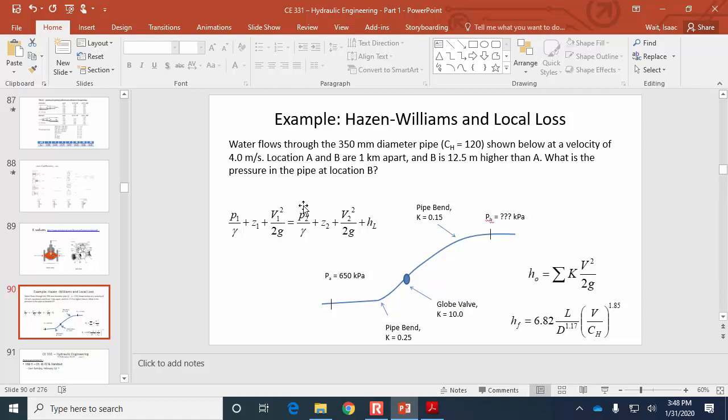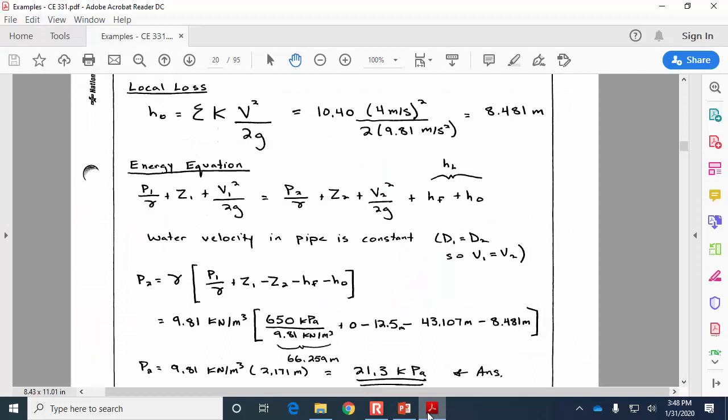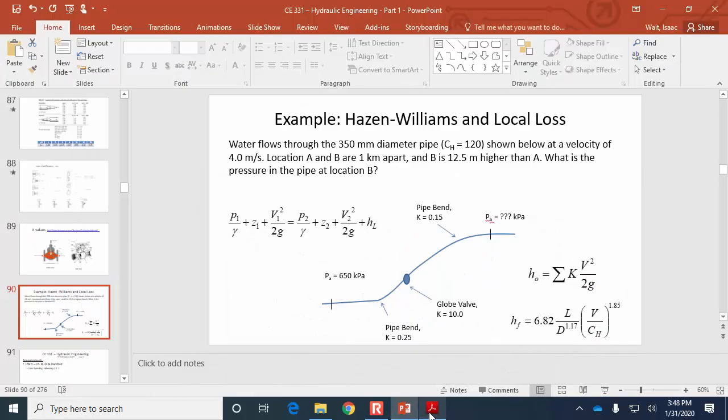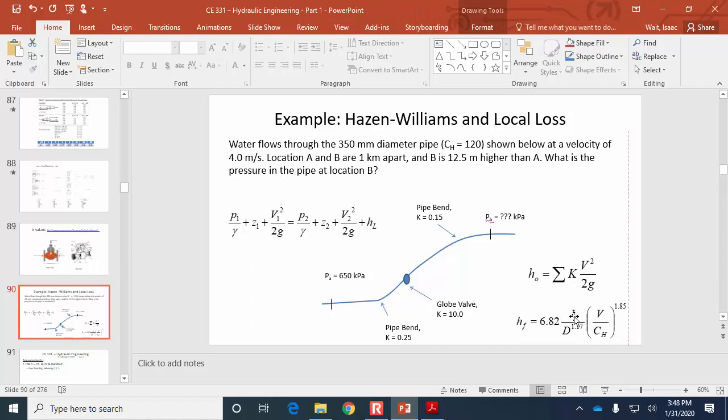You know, if you've got so much water going through the pipe that it's flowing at 4 meters per second, and you're going from a pressure of 650 kilopascals all the way down to 20 kilopascals, this pipe is probably undersized. So, but that gives you some example practice accounting for the local losses, and it's always good to get practice with Hazen-Williams. Any questions on this one?